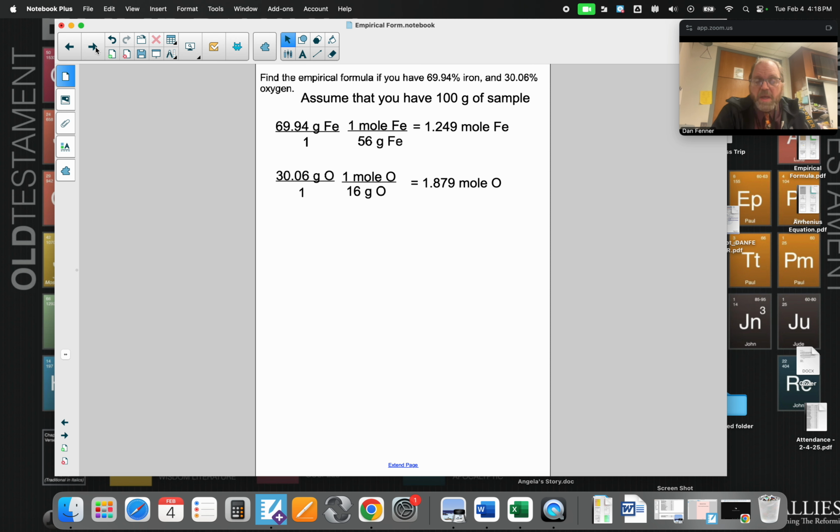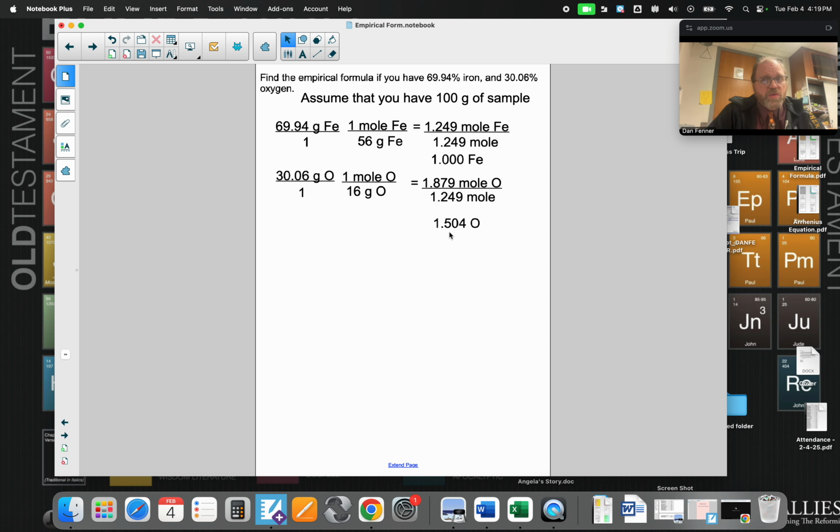Now those are moles, but they're not whole number ratios, so we've got to compare. I have 1.249 moles of iron and 1.879 moles of oxygen. Which one is the smallest, to get a whole number ratio? That would be the iron. So we're going to divide both by 1.249 mole, just mole, not iron. When I do the first one, it's real simple. I get 1.000 iron, and I get 1.504 oxygen. Now, is this first decimal a 0 or 9? Yes, that's close enough.